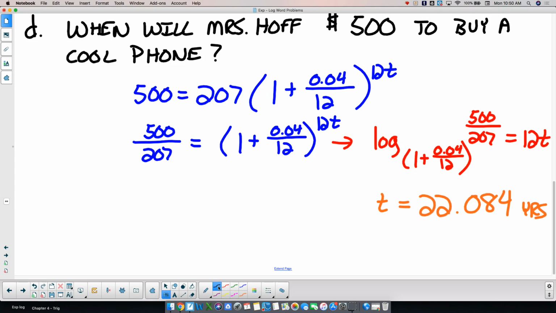Okay. Money really doesn't grow very fast in an account when you're only compounding it monthly. It'd be even slower if we were compounding yearly. Which is why most banks compound daily. Okay?